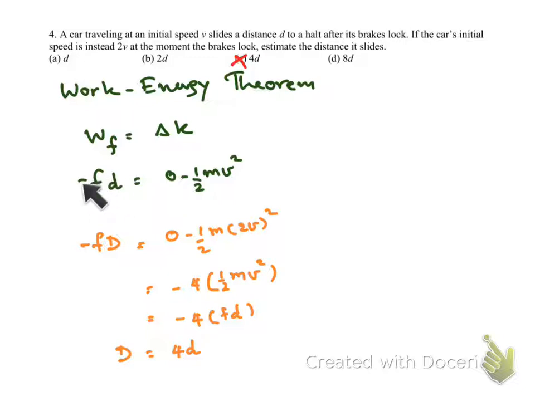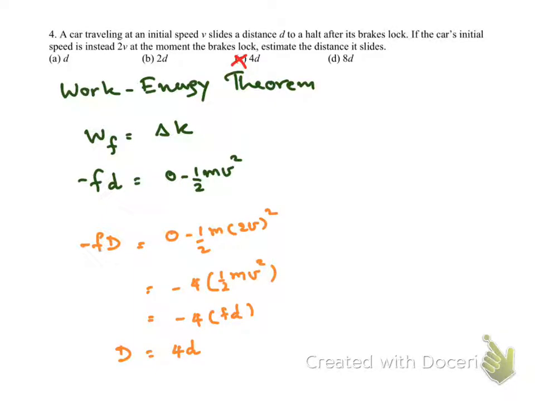The work done by the friction will always be negative, because the motion of the car is in the opposite direction to the friction. So we have the work done by the friction equal to minus Fd, which is equal to 0 minus 1/2 mv squared. This is the final kinetic energy, which is equal to 0 since the car stopped, and this is the initial kinetic energy. This is for the first part.